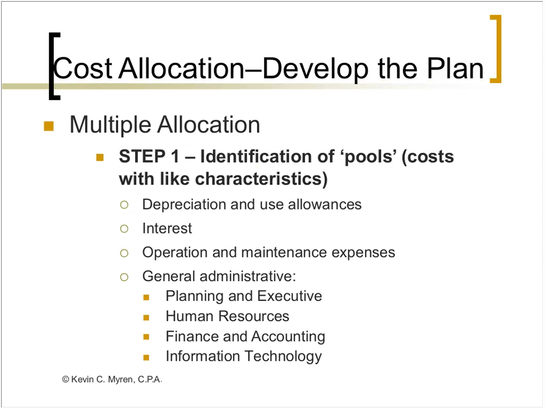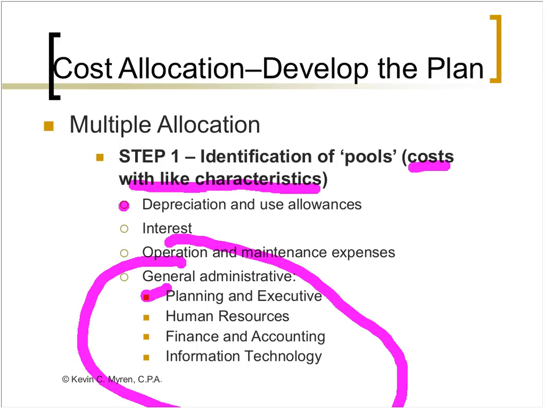Step 1 in this process is to identify your pools. In other words, look at the costs that have similar characteristics. This might be depreciation and use allowance, interest, operation and maintenance expenses, general and administrative expenses, and whether we include those all as one category or whether we treat those as separate categories. Planning, the executive director, human resources, finance and accounting, information technology. I've seen it done all sorts of different ways, and once again, there's really no right answer or wrong answer to it. It's whatever makes the most sense for your particular organization.